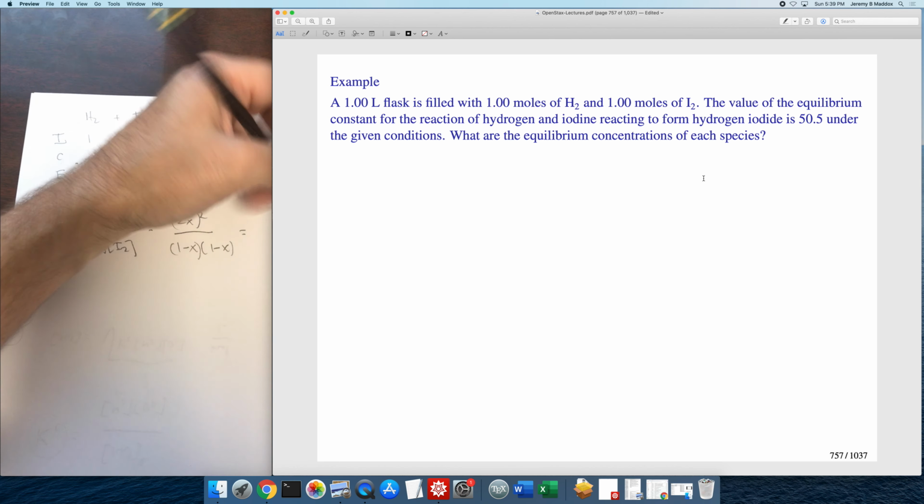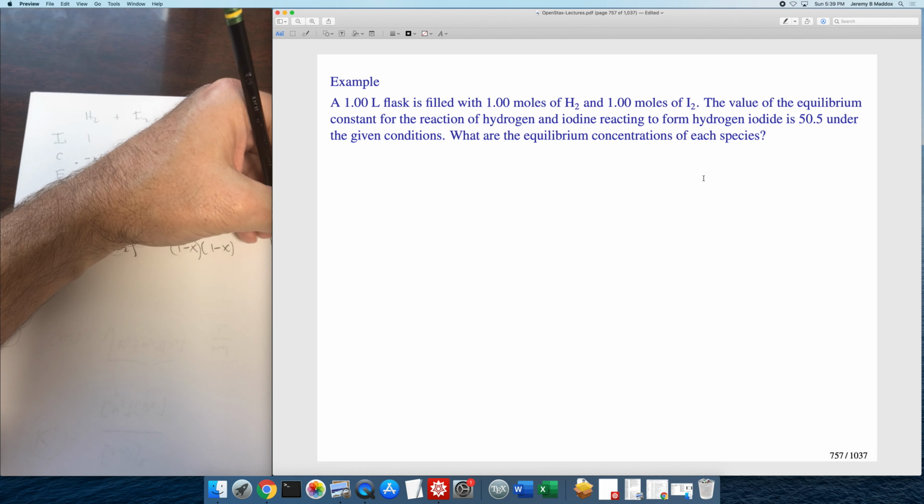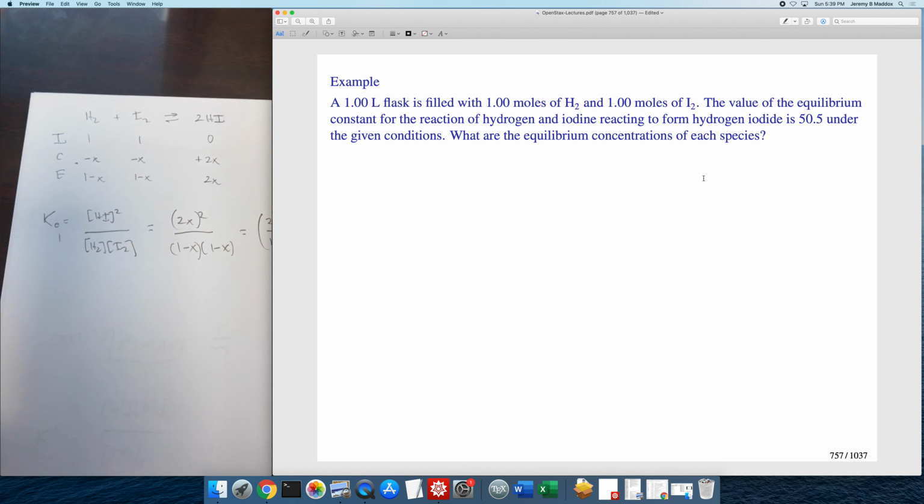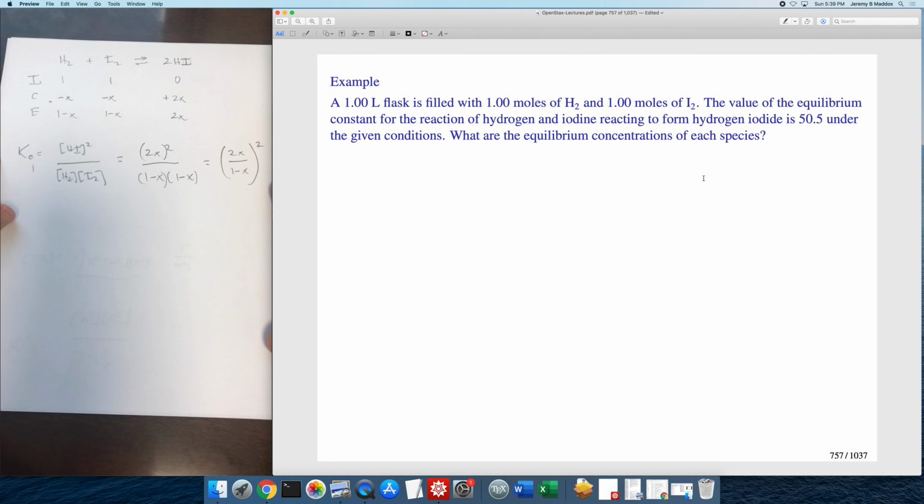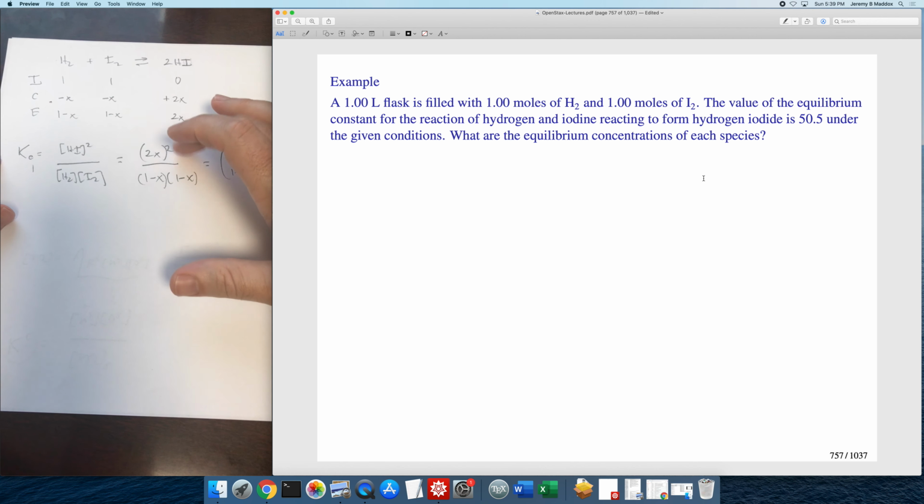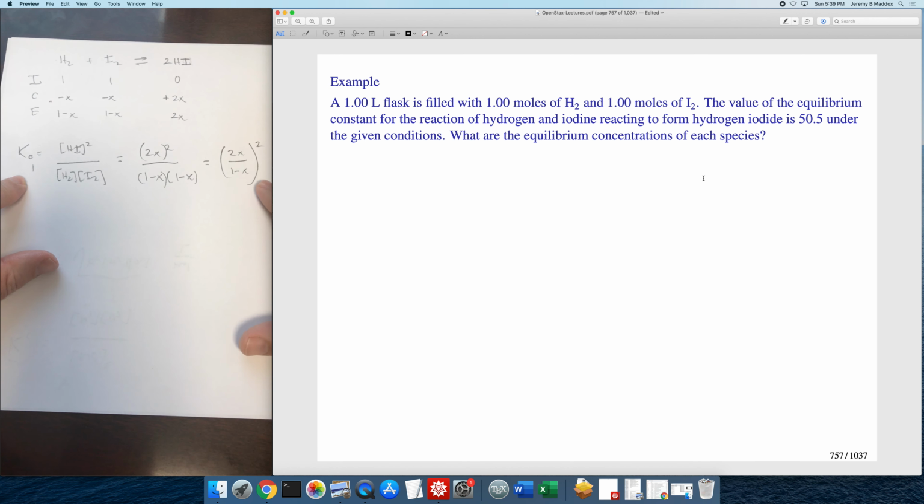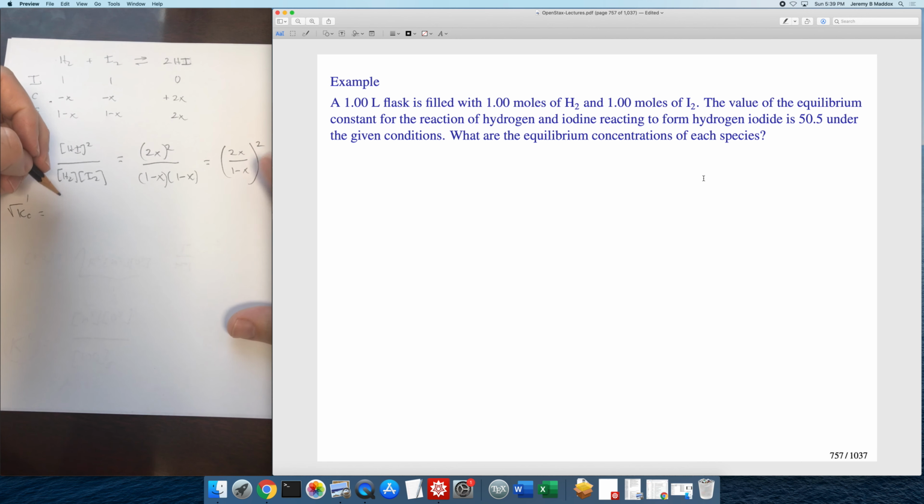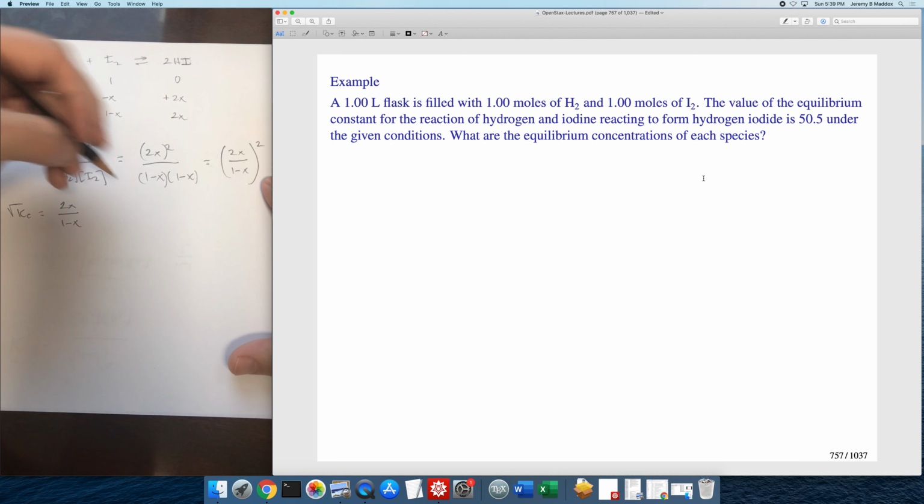And I'll just have you note that that's 2x over 1 minus x. We can write it as squared, like that. So a nice feature about this problem is that both the numerator and the denominator here are squares. So algebraically, this problem is pretty easy to deal with. We know the value of Kc. We need to find the value of x so that we can plug it back into the equilibrium line. Okay. So let's take the square root of both sides. Square root of Kc, square root of a square is 2x over 1 minus x in this case. And then we need to rearrange.